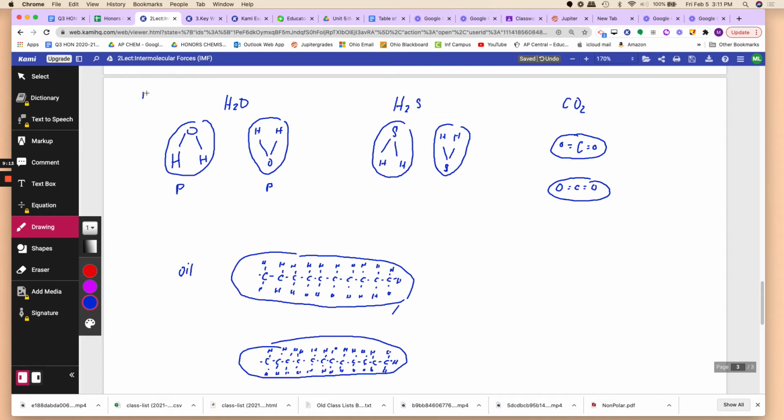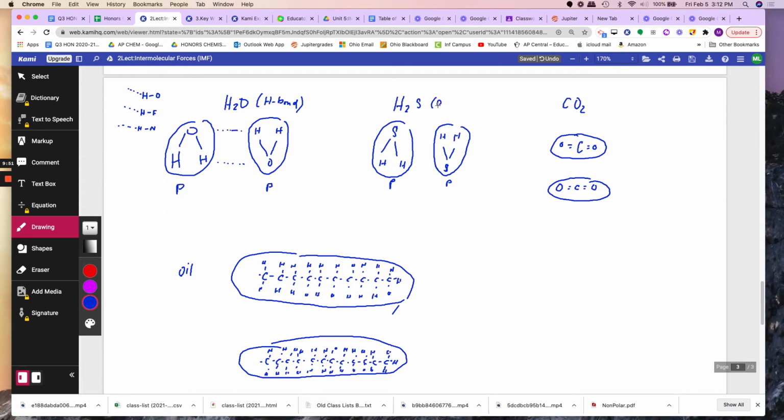When H is attached to O or F or N, this H can hydrogen bond. This H can hydrogen bond. So the predominant force in water is hydrogen bonding. Okay? Here, this one. What's the predominant force here? Ooh, that looks polar. That also looks polar. But it can't hydrogen bond, so the predominant force is dipole-dipole.